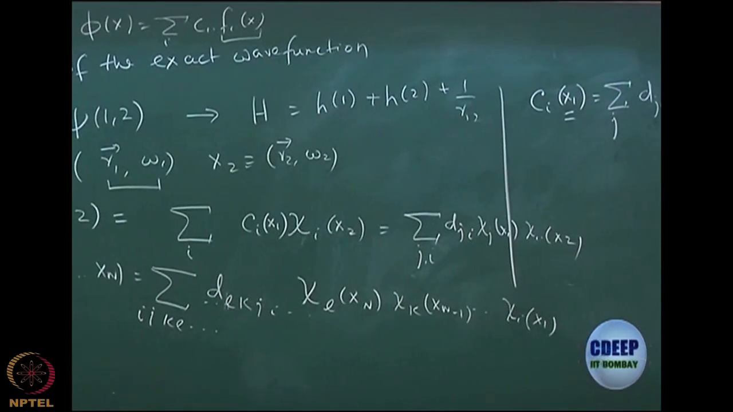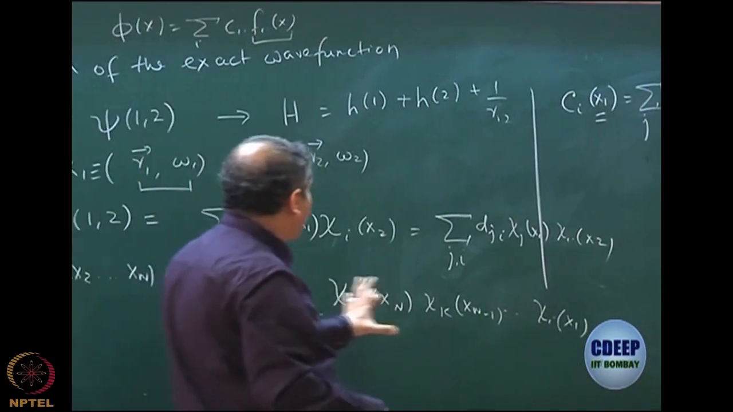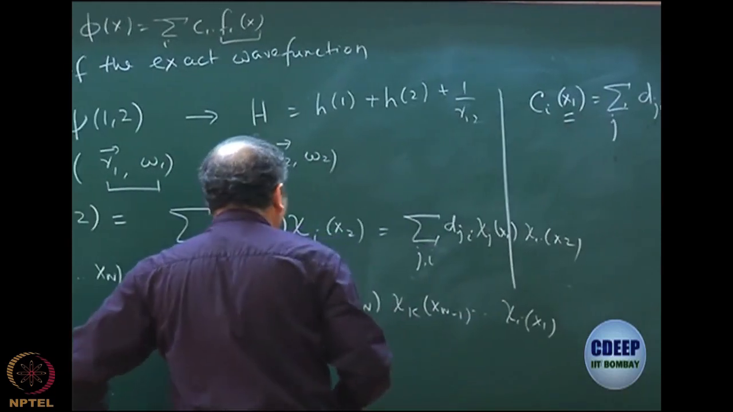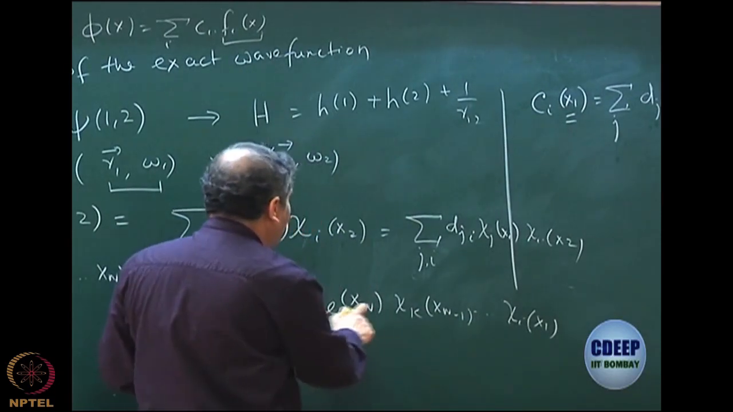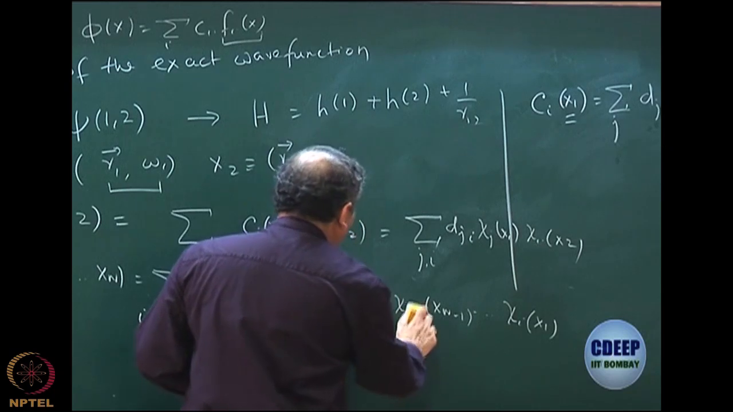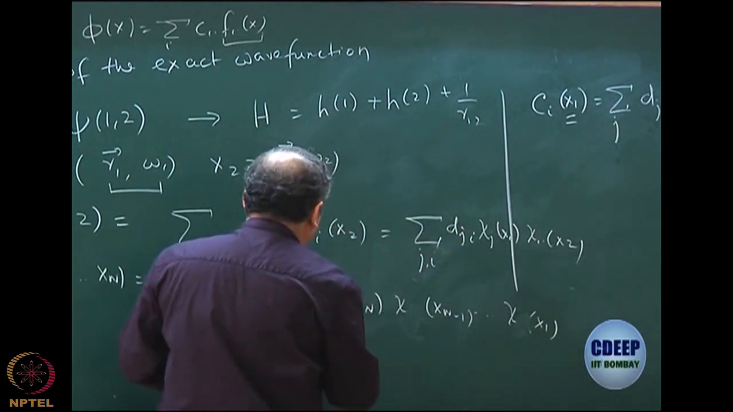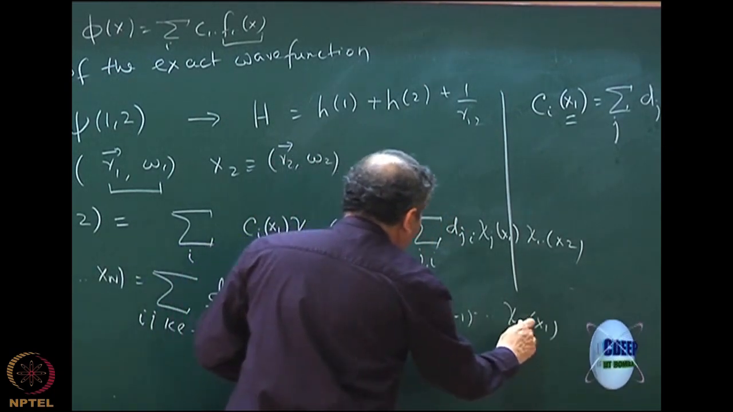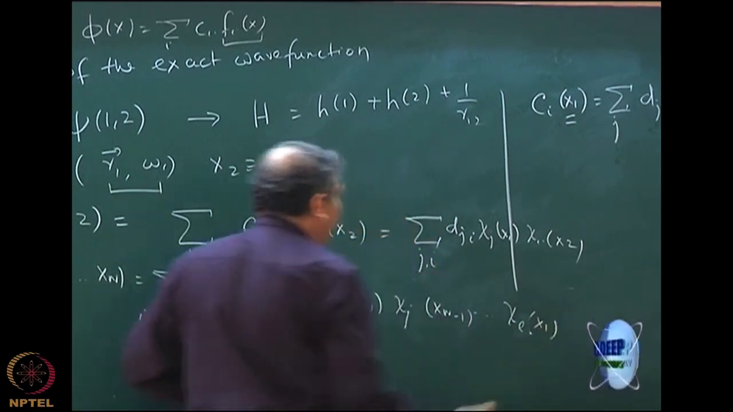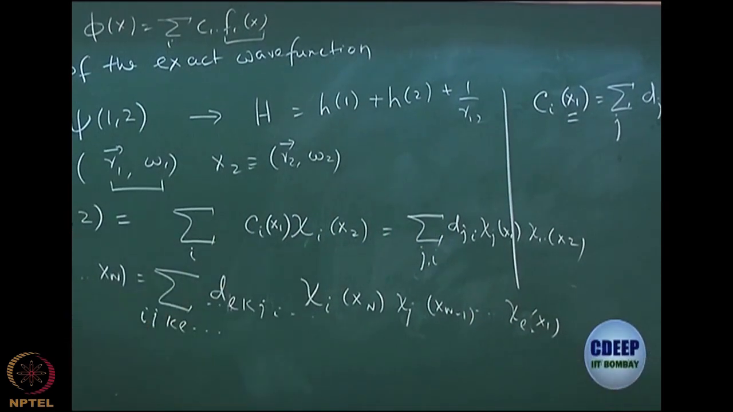Okay. So, I can keep expanding this, as you can see the way I have written it here. If you want to keep the same i, then this should be i j. So, I can change this around. This should be i, this should be j and so on. This should be whatever is the last one, chi l of x1. It does not matter. Those are all dummy indices.